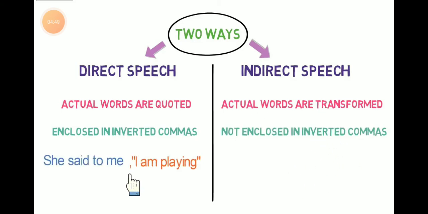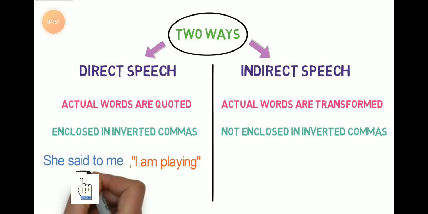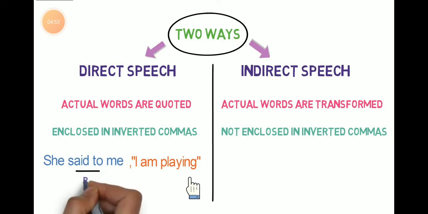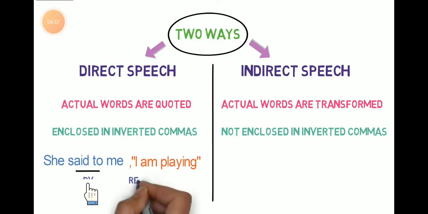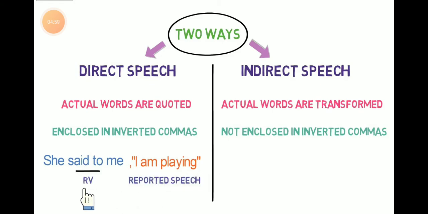Let's take one example for direct speech. She said to me, "I am playing." She said to me is the reporting verb. What is it? Reporting verb. And "I am playing" is the reported speech which is said by she, and it is kept in the inverted commas. So which sentence is this, student?